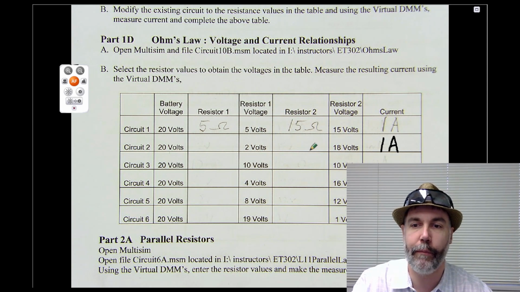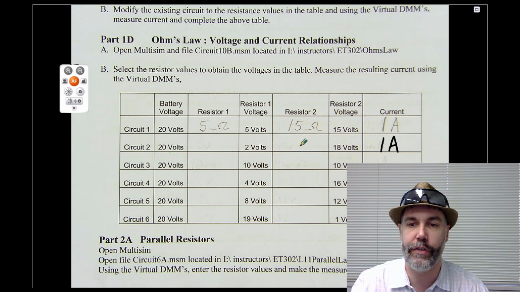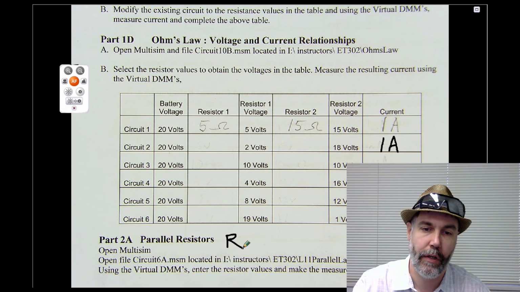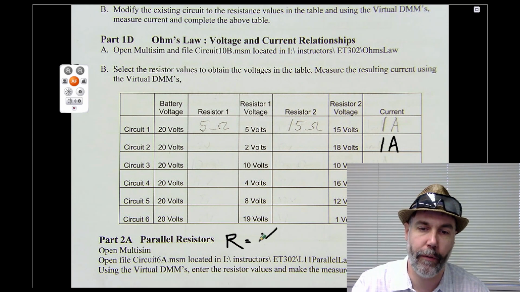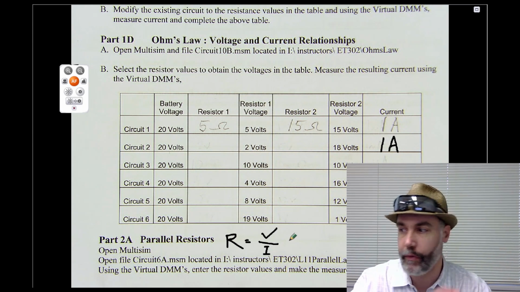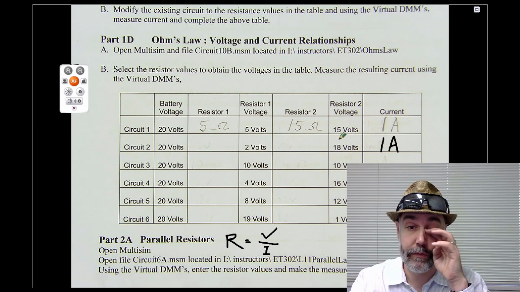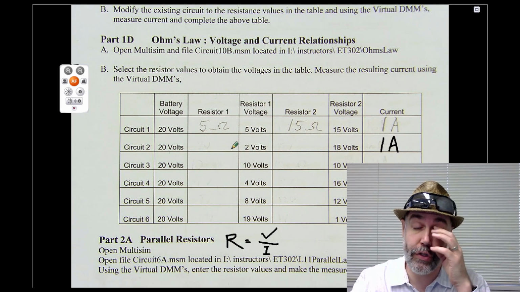I know that I'm going to have 1 amp flowing through a resistor, and I'm going to have 2 volts on that resistor. So then we say that we want to figure out what that resistance is. So we use Ohm's law. We say R equals V over I. And here I know my voltage for resistor 1 is 2 volts.